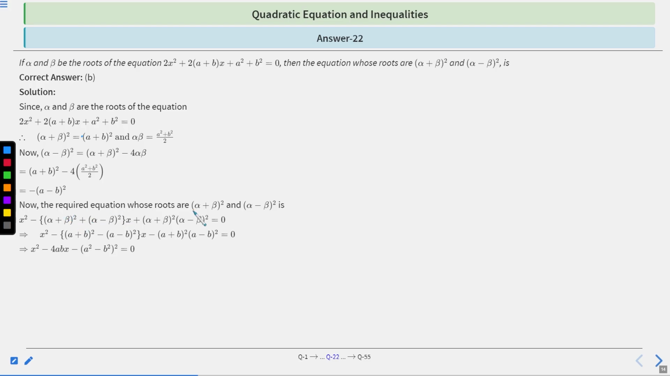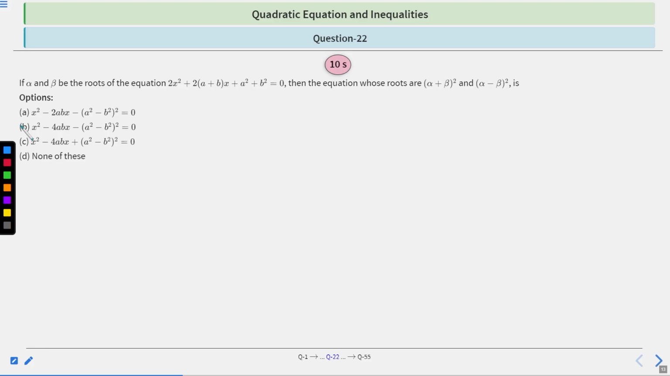Now the required equation whose roots are (alpha plus beta) whole square and (alpha minus beta) whole square is x square minus [(alpha plus beta) whole square plus (alpha minus beta) whole square] x plus (alpha plus beta) whole square into (alpha minus beta) whole square. Now we put the value of alpha plus beta and alpha minus beta. After solving we get x square minus 4ab x minus (a square minus b square) whole square equal to 0. So I think option B is the right choice.